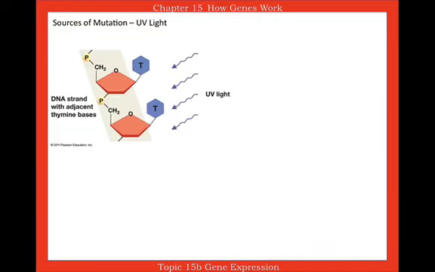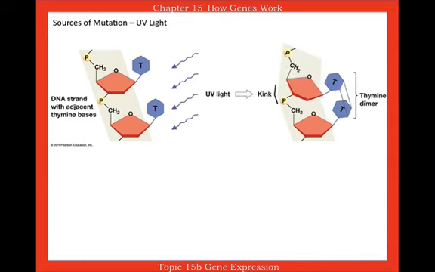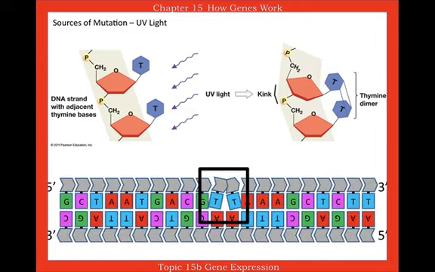Ultraviolet light also damages DNA, which can lead to mutations. UV light is absorbed by thymines, and if two are next to each other, they will fuse, creating a covalently bound dimer. This dimer changes the shape of the DNA molecules, so DNA replication cannot proceed normally.